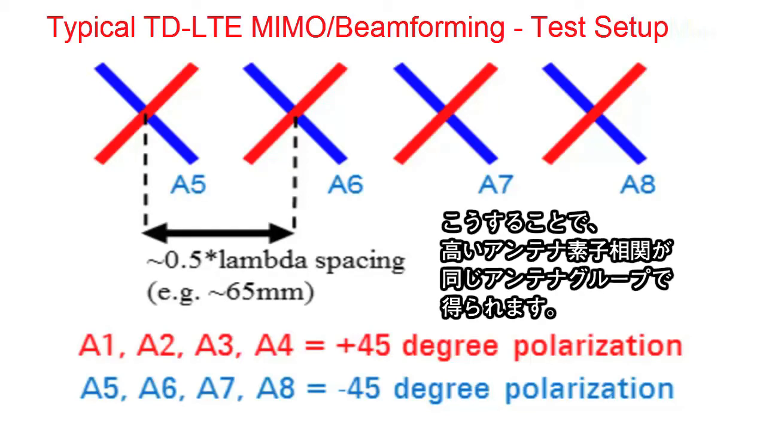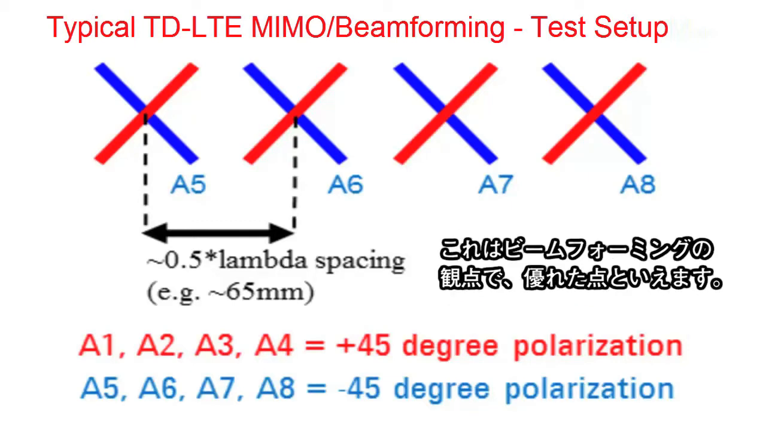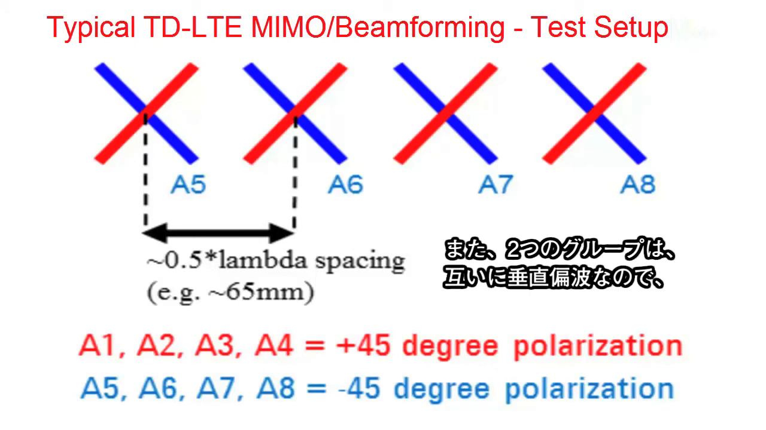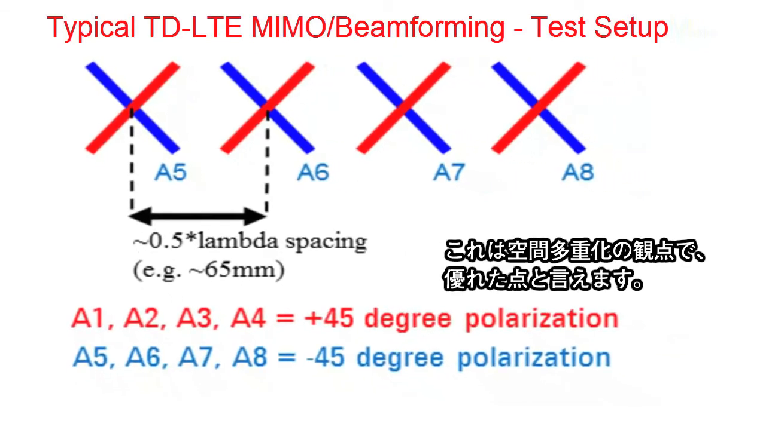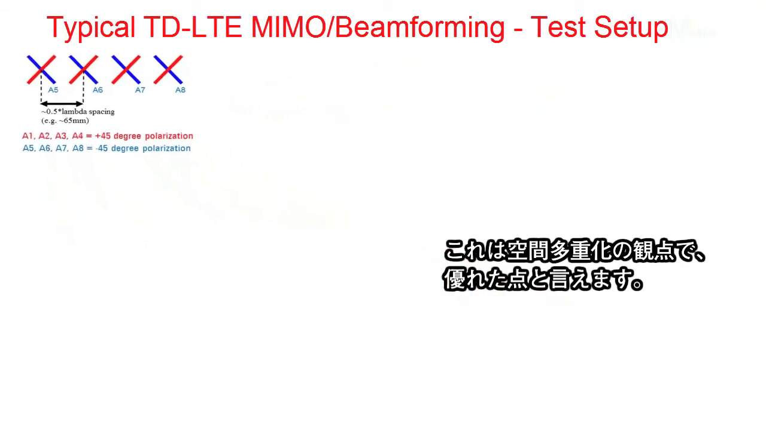This provides a high degree of antenna element correlation within the antenna group, which is good from a beamforming point of view. Since each of the two groups are cross-polarized relative to each other, there is a low correlation between each of the two antenna groups, which is good from a spatial multiplexing point of view.